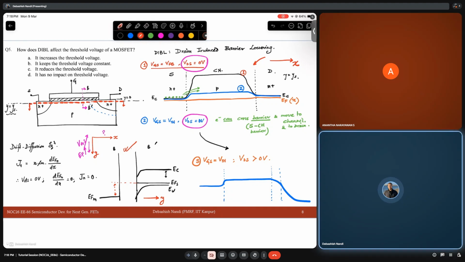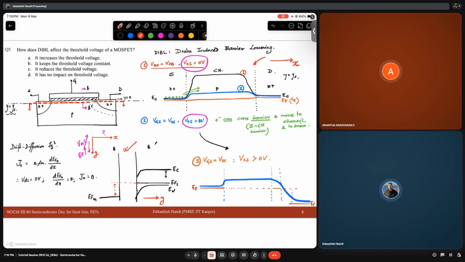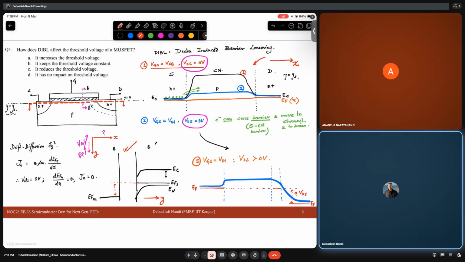And now what will happen, as you are telling that this is my EF, this will be my EF. Now there is a separation, you see? This separation is the applied VDS. So now there will be a current flow, because this is providing me an electric field in this direction. In the earlier case, my electric field was 0. So where will that electron go?